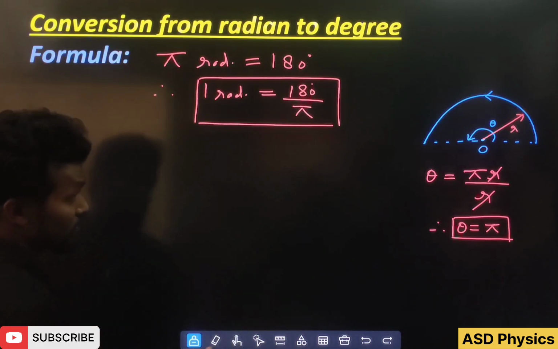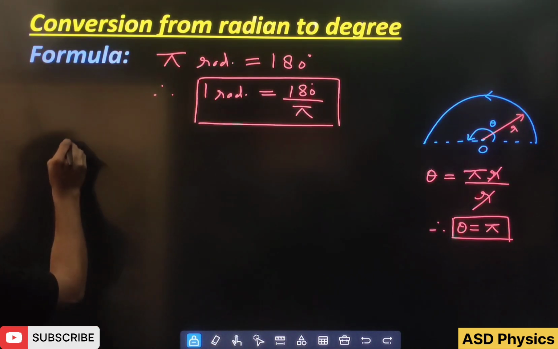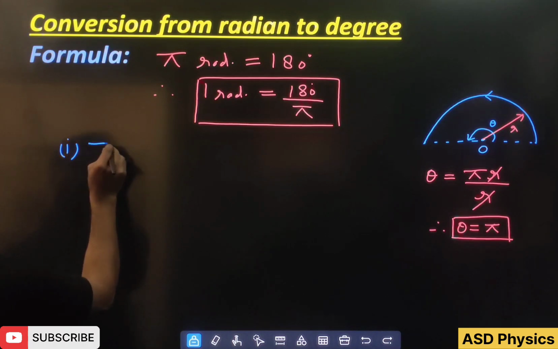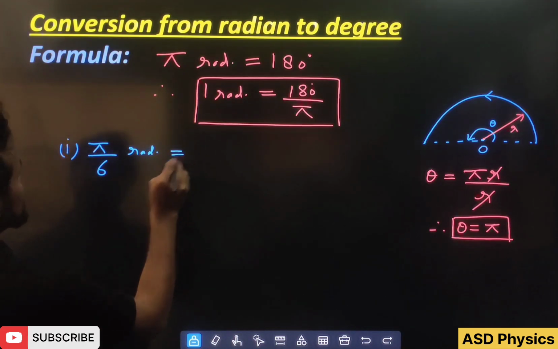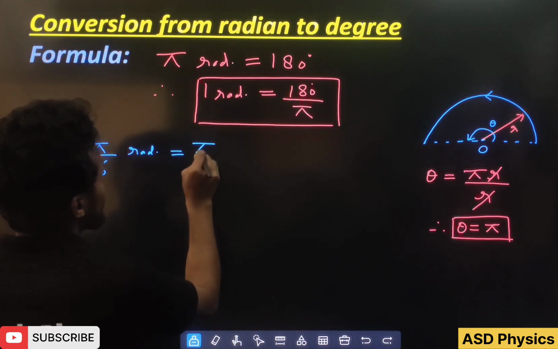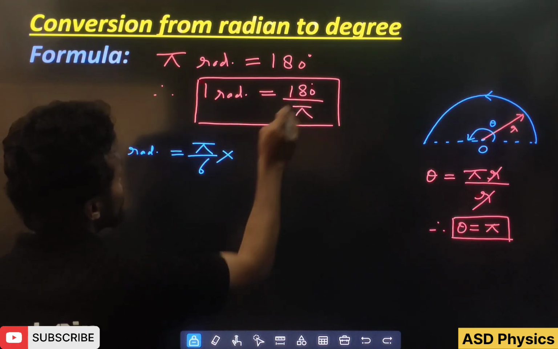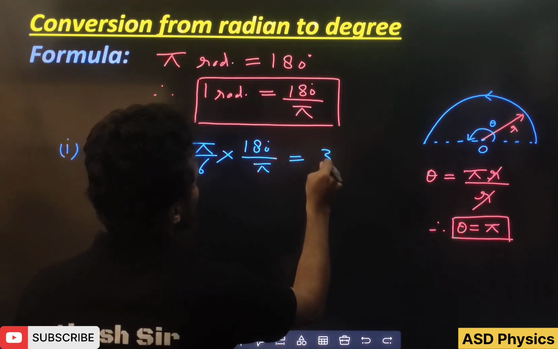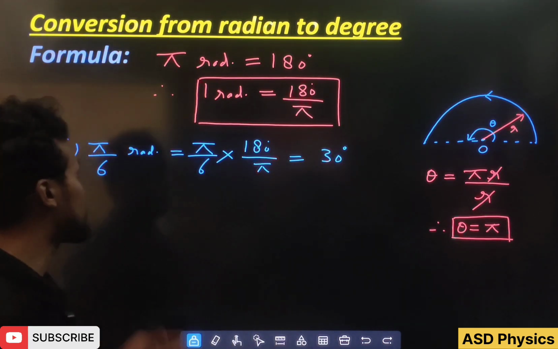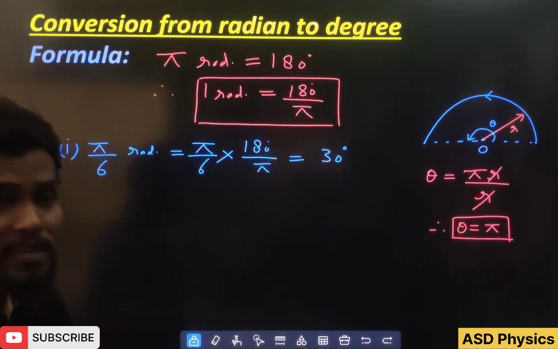After that, if I take some basic angles, for example pi by 6 radian, what we have to do here? We'll do pi by 6 into, just multiply with 180 degree by pi. And what you will get here? You will get 30 degree. That means pi by 6 radian is equal to 30 degree.